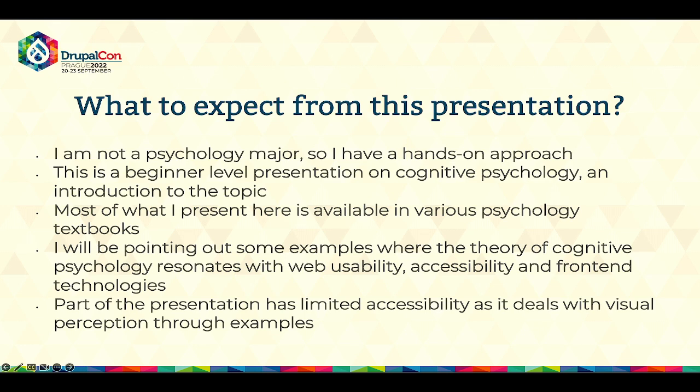I'll be pointing out some examples where the theory of cognitive psychology resonates with web usability, accessibility, or front-end technologies. But we have limited time here, so I won't be going into very much detail. And unfortunately, part of this presentation has very limited accessibility because it deals with visual perception through examples. So this won't be accessible, unfortunately, for everyone.